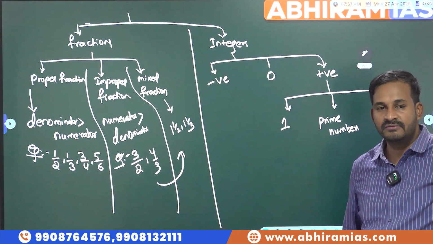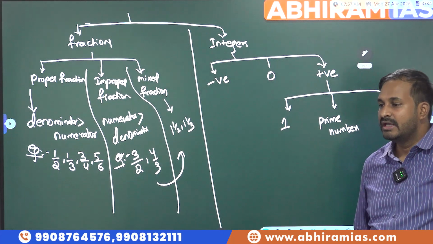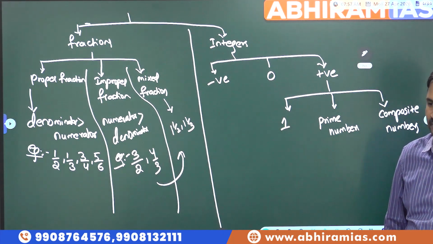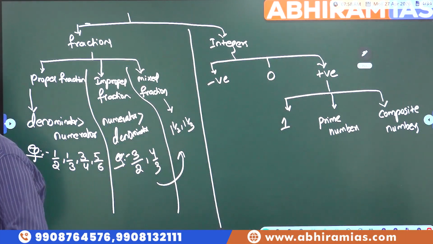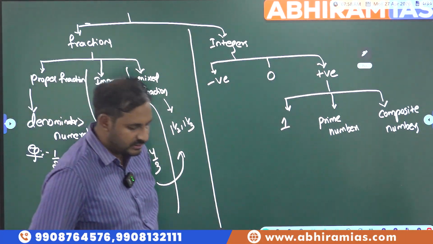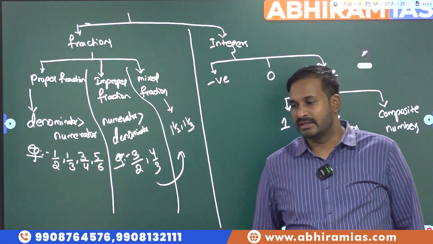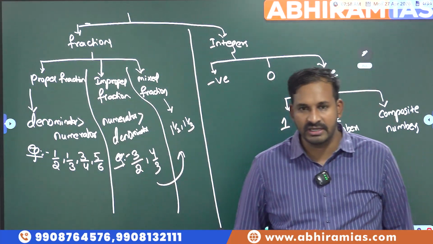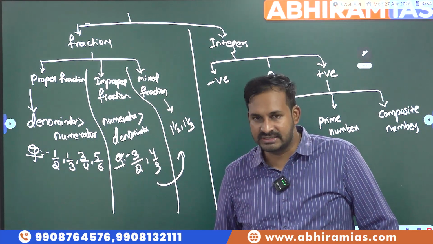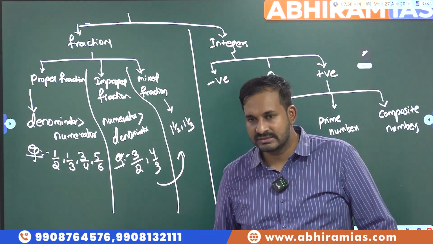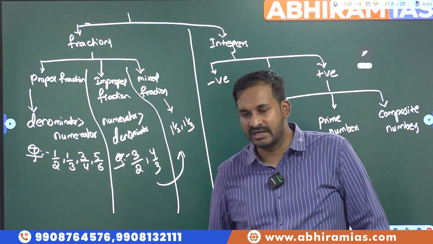The number which has exactly 2 factors is called a prime number, and the factors are 1 and itself.